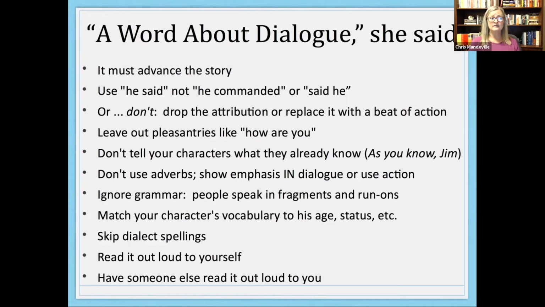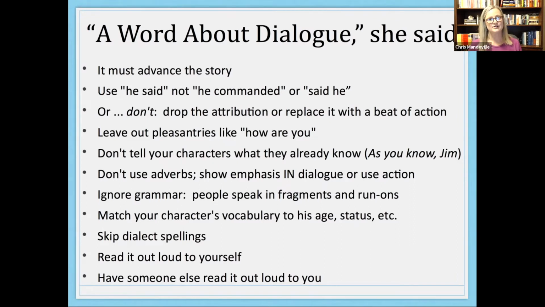When you write dialogue, leave out pleasantries like, "How are you?" "Oh, I'm fine. Have you been?" "How's your mom?" We talk like that in real life, but that does not move the story forward, which is one of the requirements of dialogue. So leave out the pleasantries as much as you possibly can while still having it feel authentic.